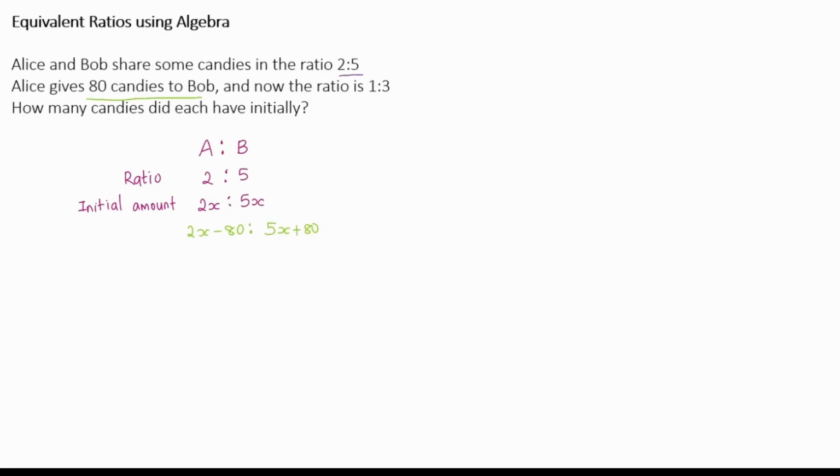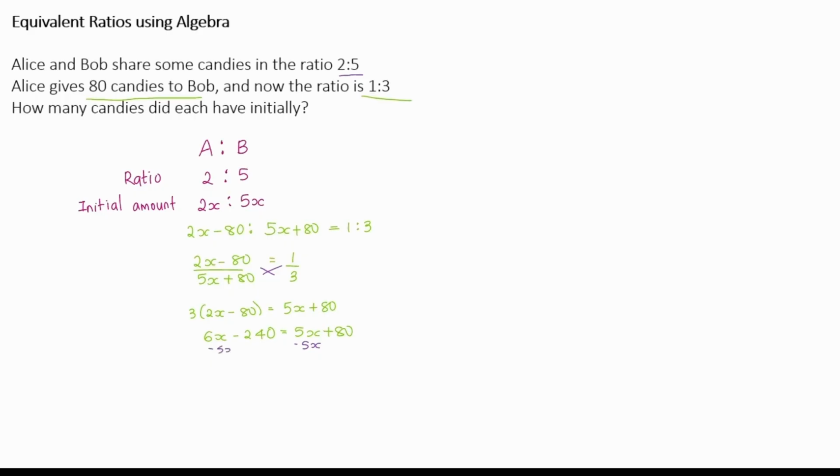We've then been told that after Alice has given these candies to Bob, the ratio is then 1 to 3. So what we can do is now put this equal to 1 to 3. And what we are going to do is now write this as an algebraic fraction. So 2x minus 80 over 5x plus 80 is equal to 1 over 3. If we now cross multiply to make it linear, we will have 3 times 2x minus 80 is equal to 5x plus 80.